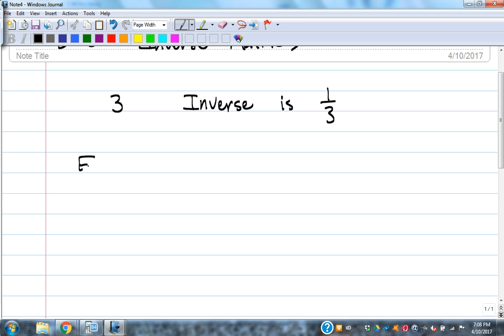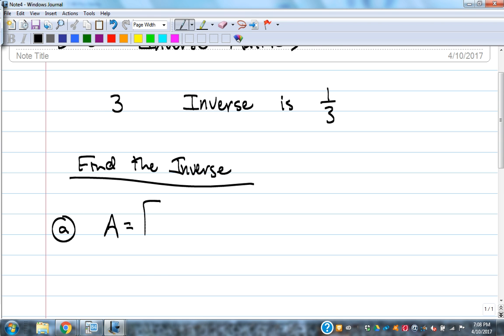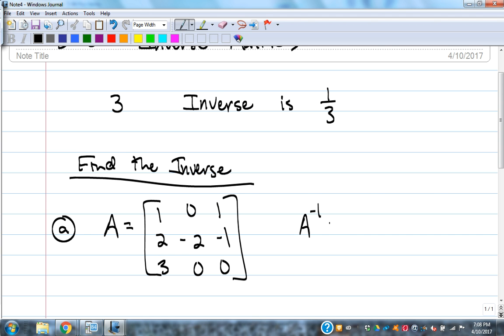So we're just going to find the inverse of matrix A. And this matrix A is a square matrix. It's 1, 0, 1, 2, negative 2. Well, it should be negative 2, negative 1, 3, 0, 0. And the way we do the notation for inverse is the way we did inverse functions. We just put a -1 exponent. That's the way we use that notation.